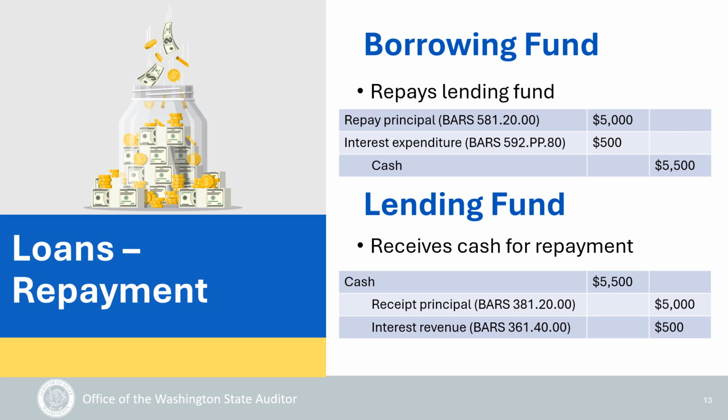This is what the journal entry would look like at each repayment date. The accounts that we debit and credit are the same. The only thing that changes is the amounts, which should follow the repayment plan and the original loan document.